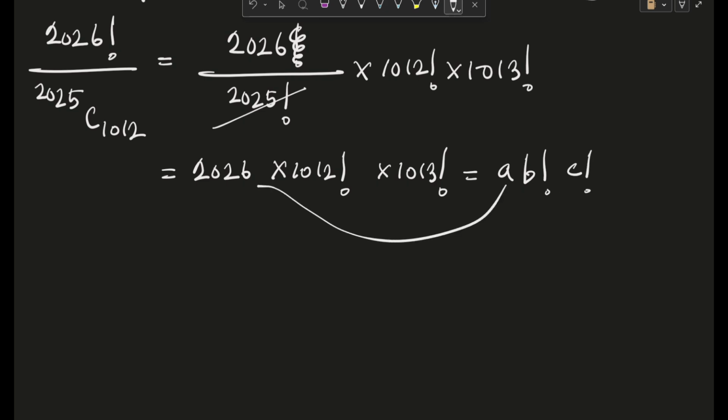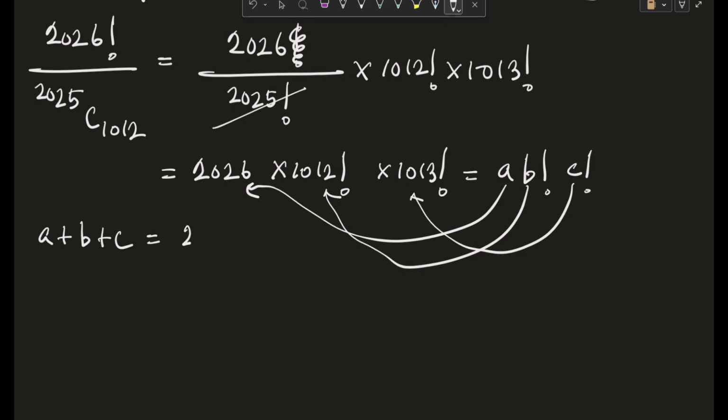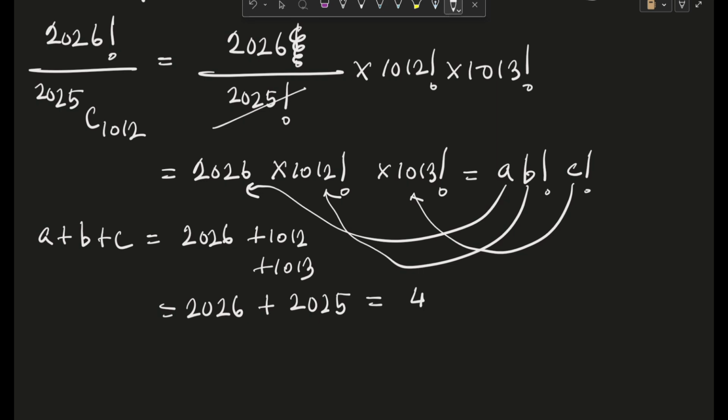So a, b and c, our values are here. So a plus b plus c is 2026 plus 1012 plus 1013, which is 2026 plus 2025. So this comes out to be 4051. This will be the answer for our monster question.